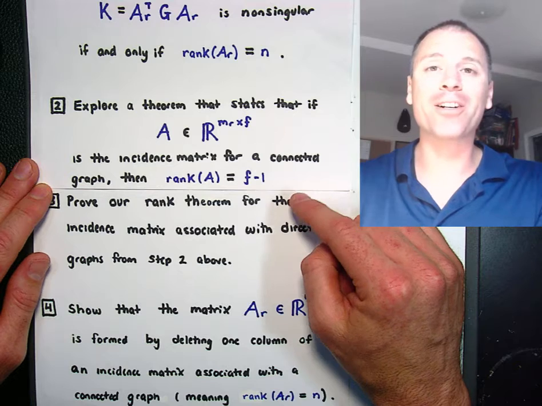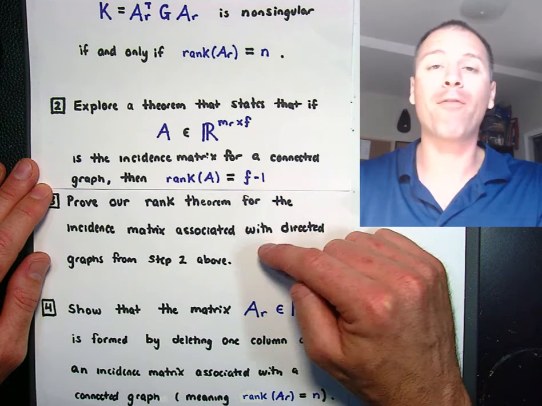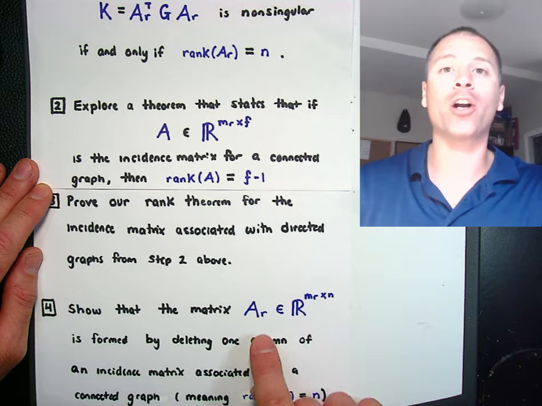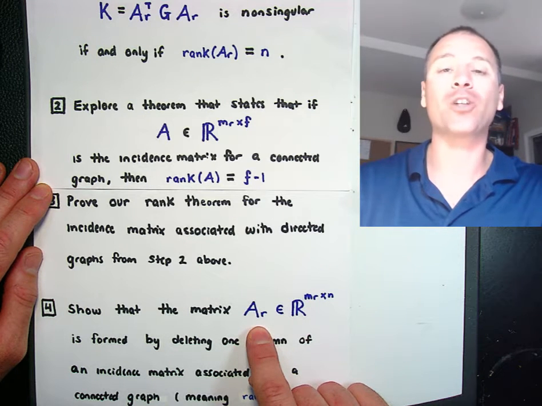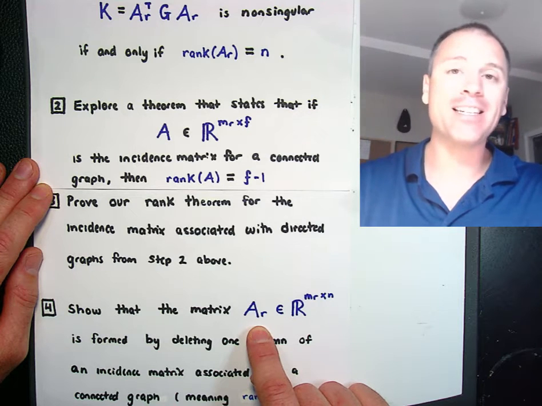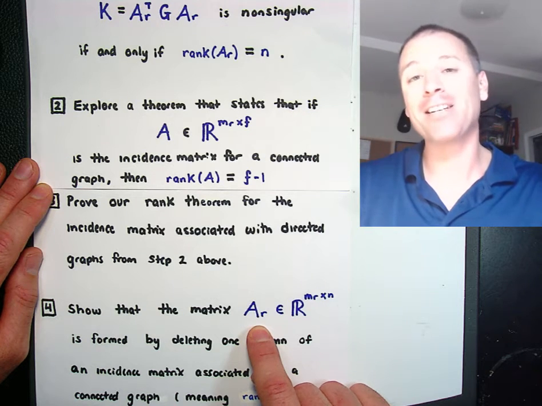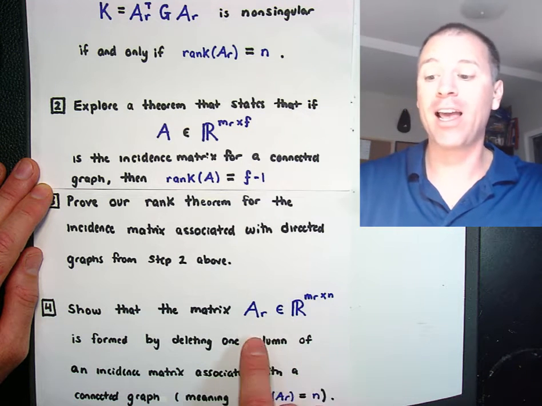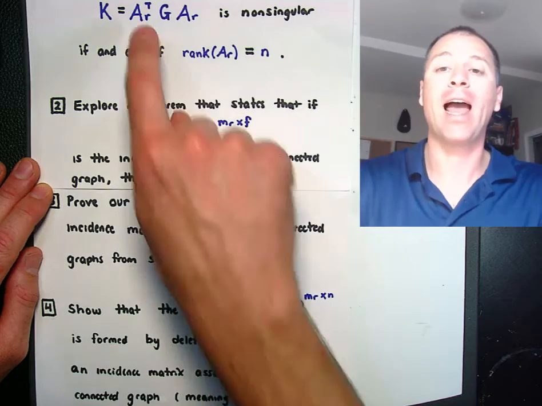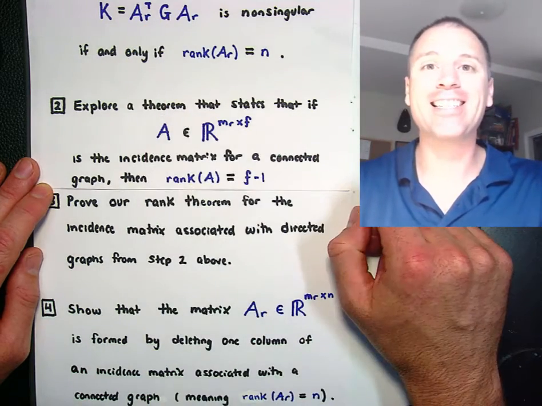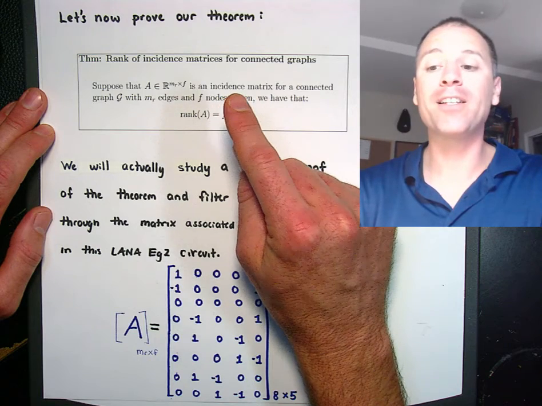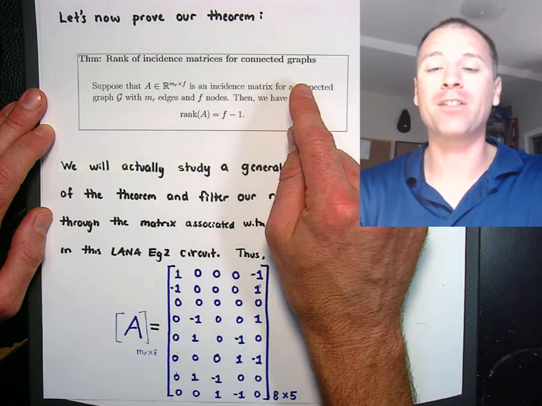In this third part of our extension to step 11, we're going to prove that theorem rigorously, and then we're going to use that in part 4 and argue that A sub R actually comes from deleting one column of an incidence matrix corresponding to the deactivated resistor circuit digraph model. Thus, A sub R has full column rank, and that matrix is non-singular. With that in mind, let's prove this theorem for the rank of incidence matrices for connected graphs.